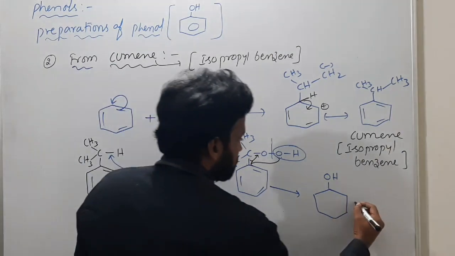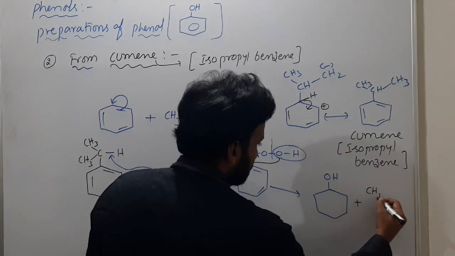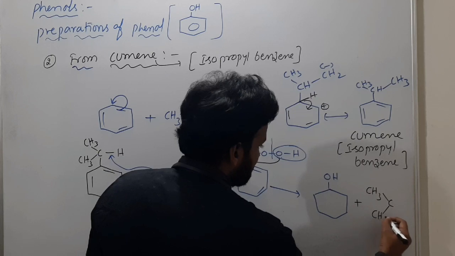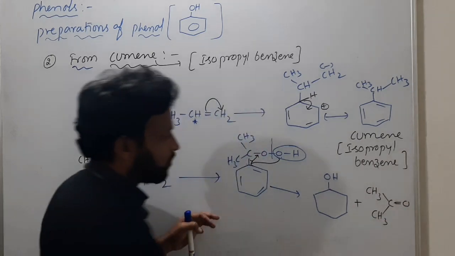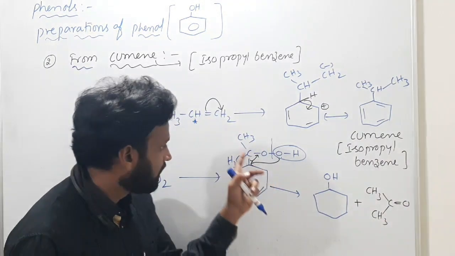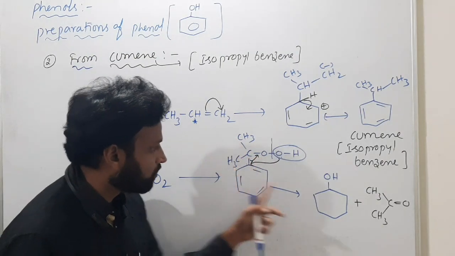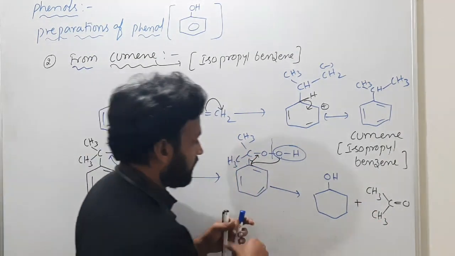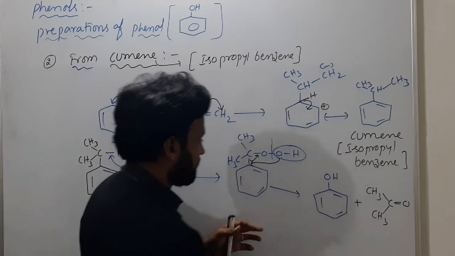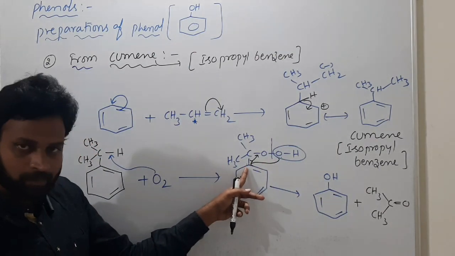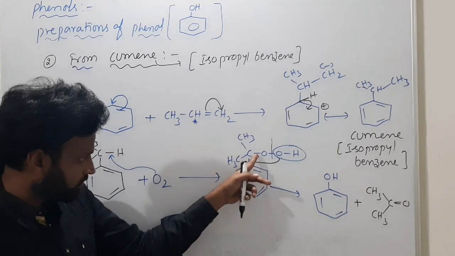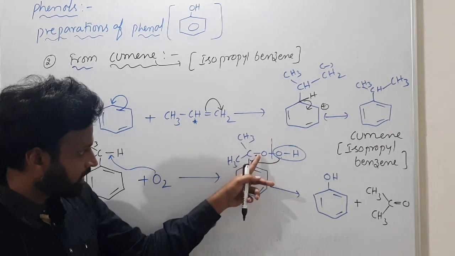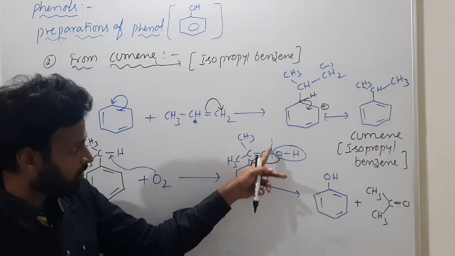Certainly, what happens is you have another byproduct, CH3C double bond O, CH3, acetone, and you have the phenol like this. So this OH group is here and this sigma bond is breaking, so C double bond O. Certainly when the double bond forms, this bond will break.